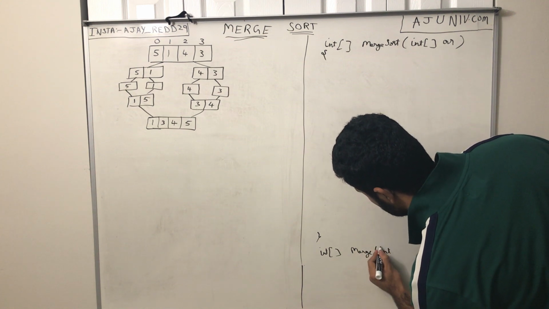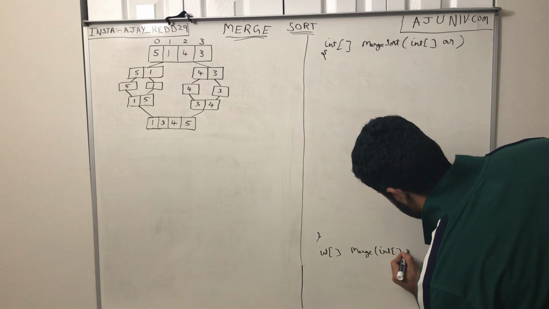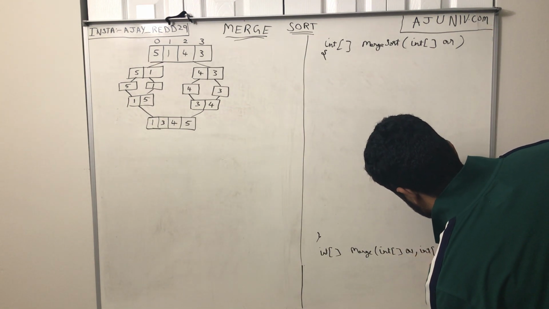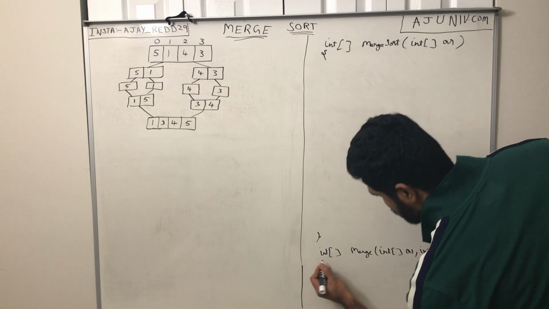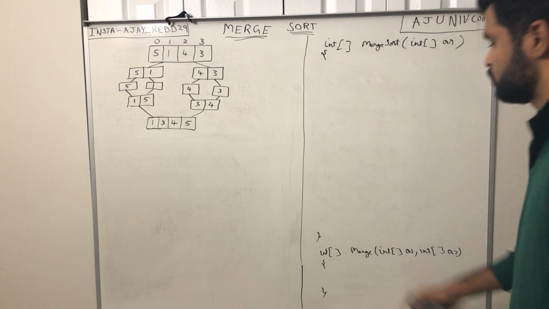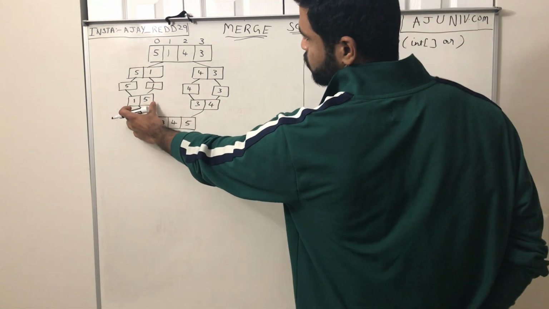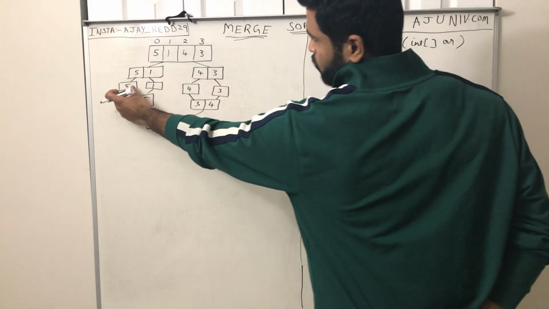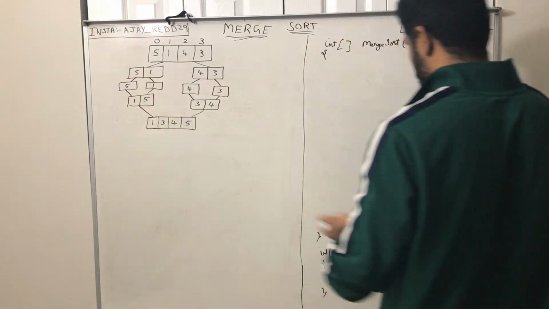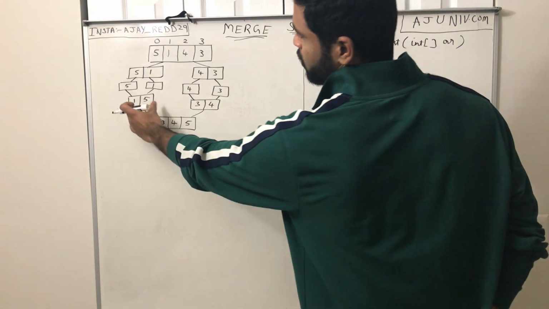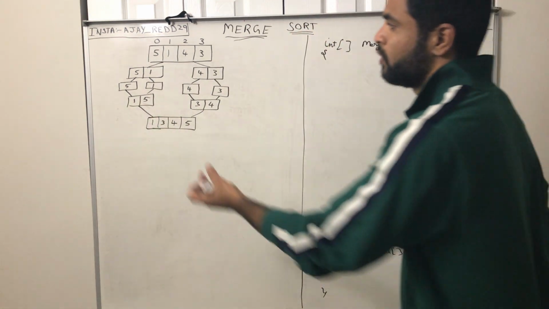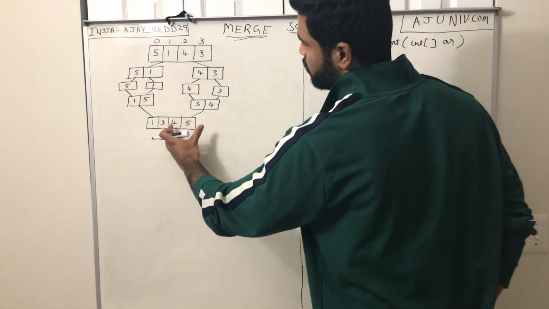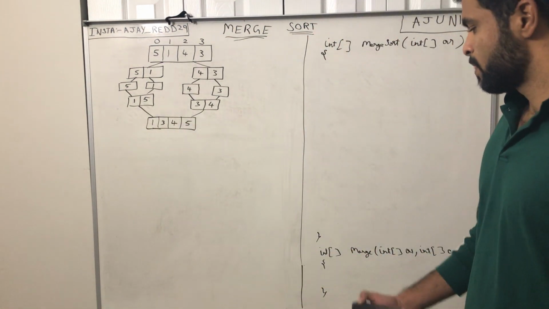So it will take 2 subarrays. For example, if we have 2 subarrays like 5 and 1, which are sorted, and I pass 5 and 1 to this function, it will return the result as 1 and 5. And if I pass 1, 5 and 3, 4 subarrays to this function, it will return the array 1, 3, 4, 5. So this is the function.